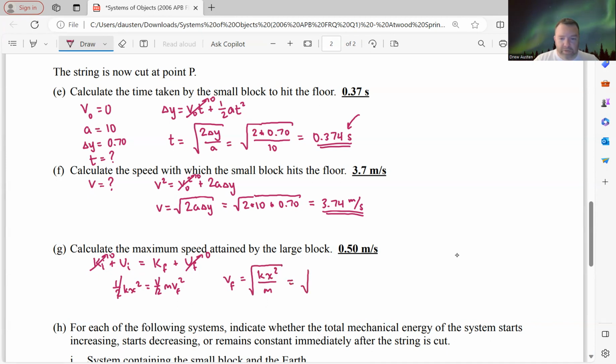And that will give you the numbers to plug in. 800 was the spring constant, 0.05 squared, that was the stretch distance. The mass of the large block is 8. So plugging all this in is where you will get this answer of 0.50 meters per second.